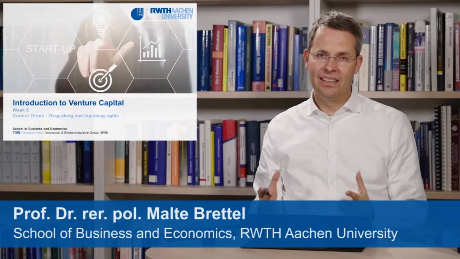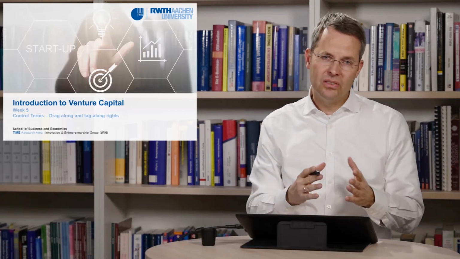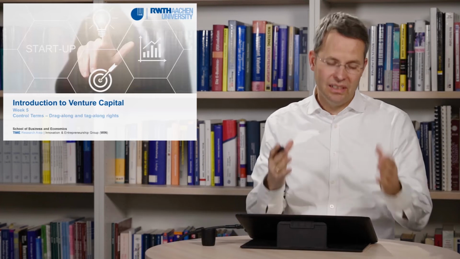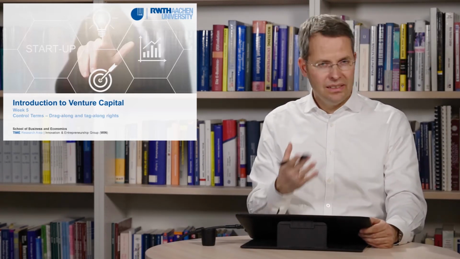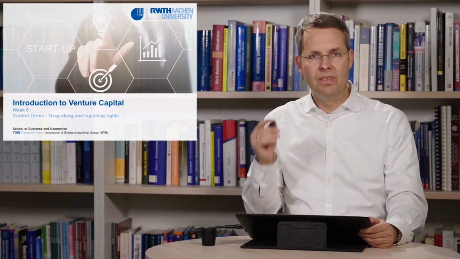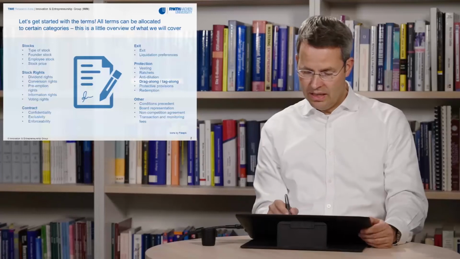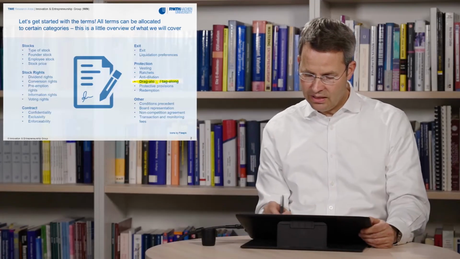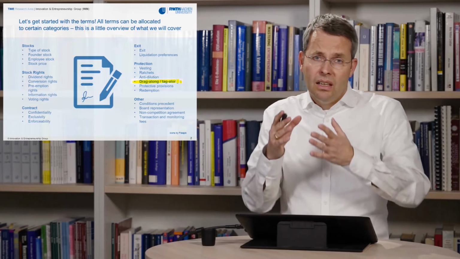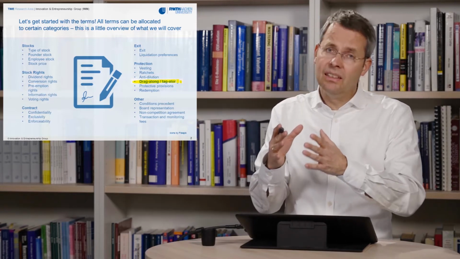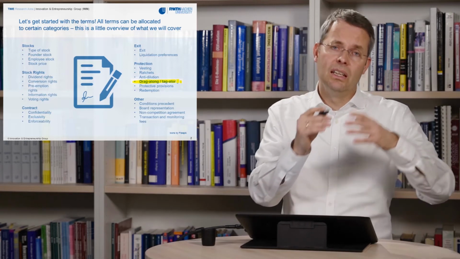Drag along and tag along rights. These two rights are part of the control terms in a term sheet and also a VC contract, and they are especially designed to align interests between the VC and the entrepreneur. So they are part of protecting the VC deal, the VC's money, because what the business model of a VC is, and you remember that, is he puts money into your company and he wants a return.